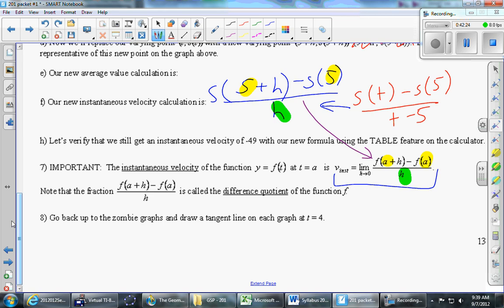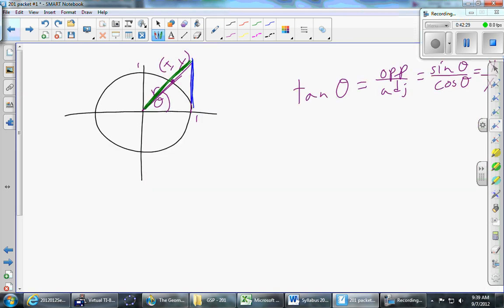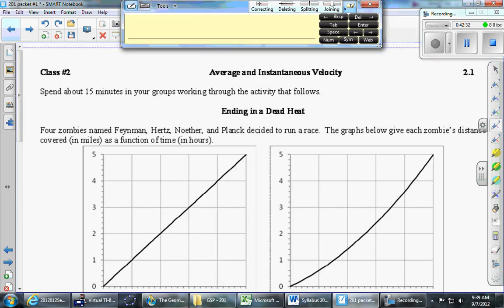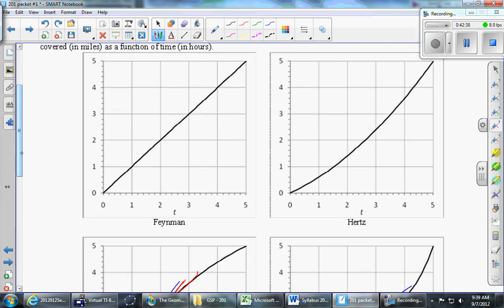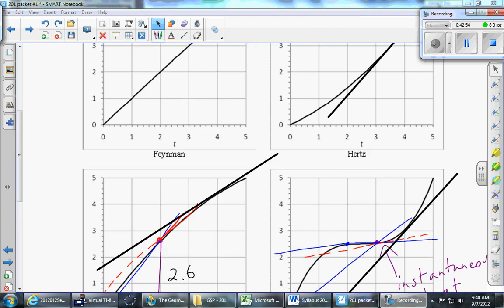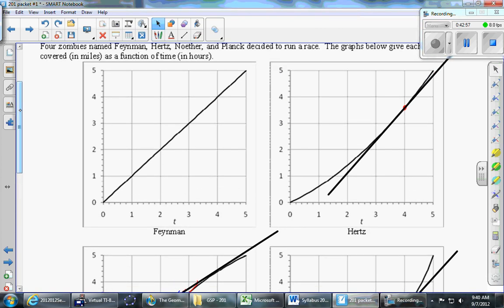Number 8, we'll go to Garrett. Go back up to the zombie graphs and draw a tangent line graph. Okay, so we've now seen tangent lines a bunch. The first one actually maybe isn't the greatest one to start with because that one's sort of weird. But at t equals 4, and maybe you could use the bookmark as your straight edge, you're just ballparking a tangent line at that one point. Okay, so I've drawn 3 tangent lines anyway, so they should all be uphill roughly, but if I could find the slope of that line, which I could estimate, what would that represent for Hertz?